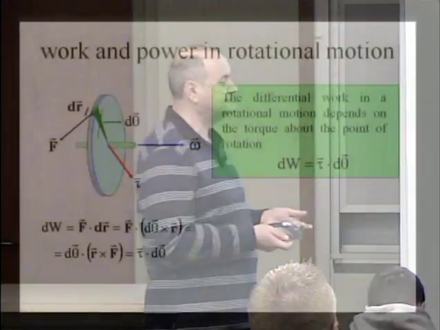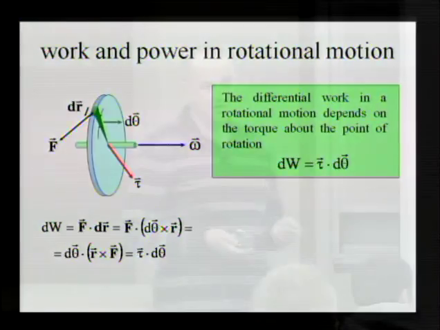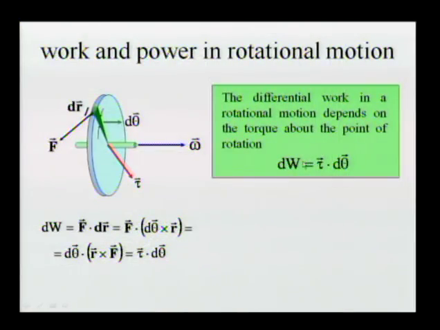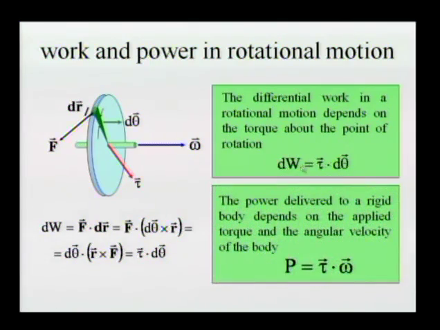Now, power is the rate at which work is being done. So if I divide both sides by the time in which the disk makes this change in orientation, so if I divide by dt, on the left-hand side, I'm going to get power. On the right-hand side, I will have torque times angular velocity.